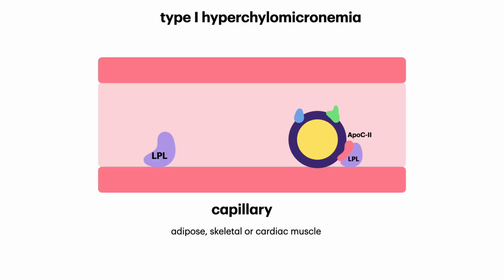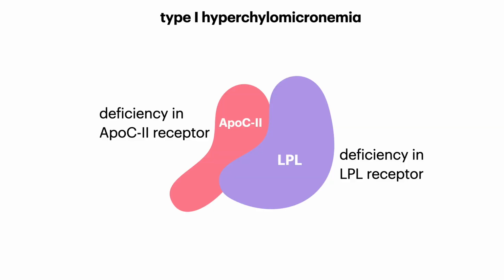Now, looking back at the central physiology of what's supposed to happen, a chylomicron or a VLDL will bind to an LPL receptor via its APOC2, and then that will catalyze the breakdown of its triglycerides, and then it will dump those free fatty acids and glycerol to the peripheral tissue, whatever it may be. Now, in this condition, there is a problem, either at the level of APOC2, for example, a deficiency in the APOC2 receptor, or a deficiency in the LPL receptor. Either way, this patient will present with this same kind of spectrum of conditions.